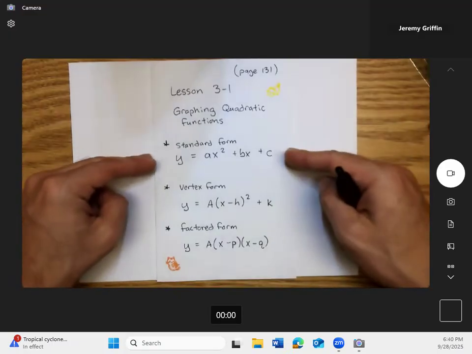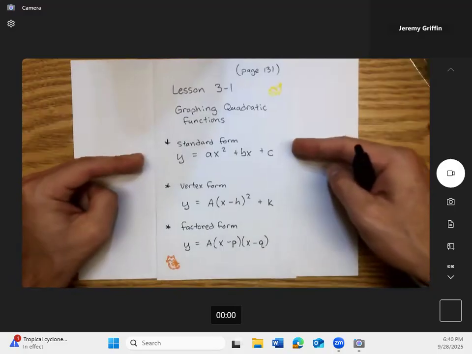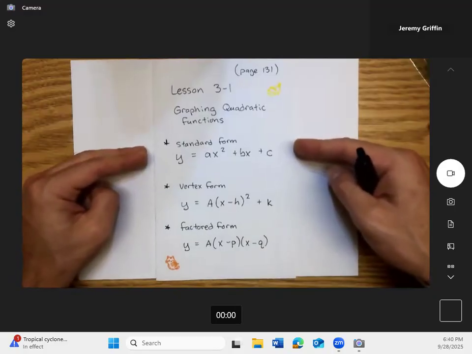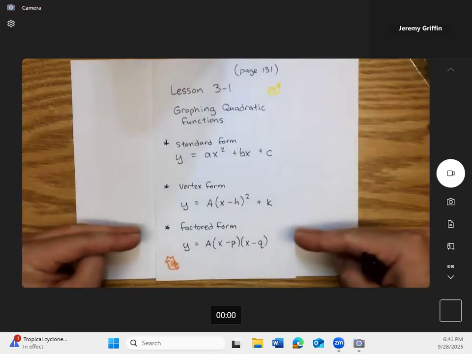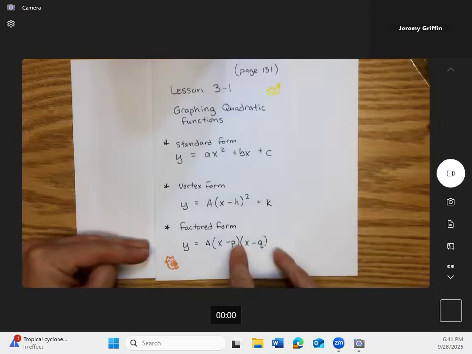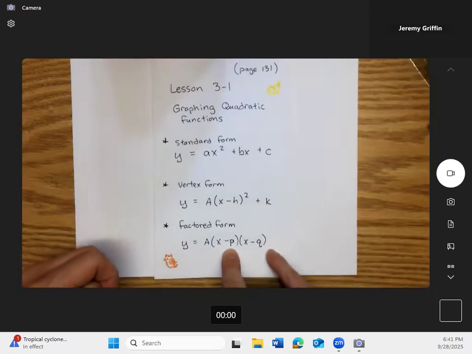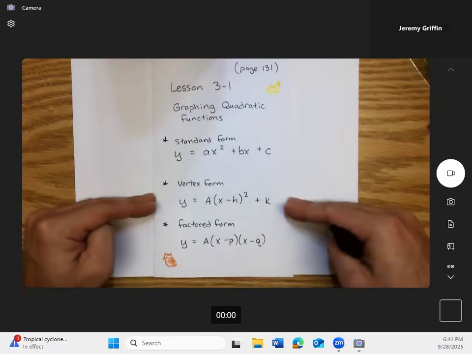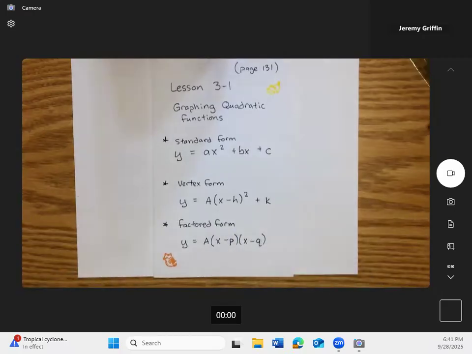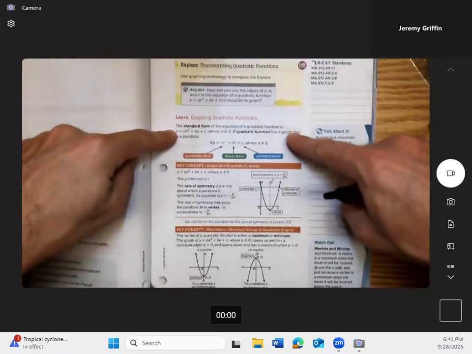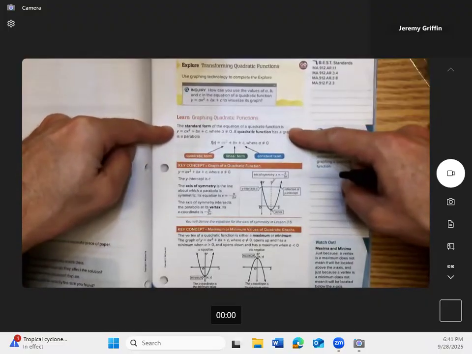So every one of these forms has some kind of advantage to it. Like the first form, if you set it equal to 0, you can apply the quadratic formula to identify the zeros. The factored form, you get the zeros pretty much right away, just p and q. And in vertex form, you can very quickly identify the vertex. So there's standard form, I just showed you guys.